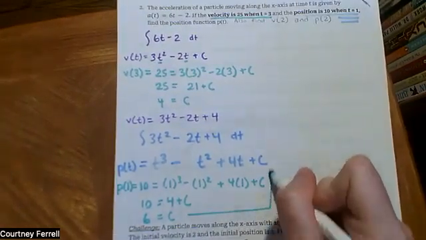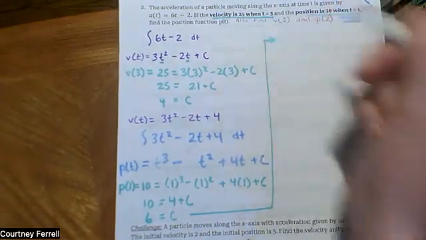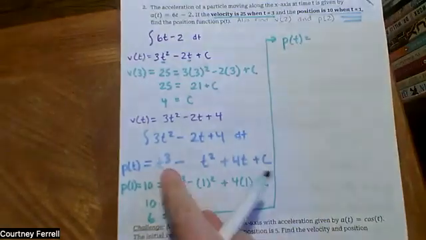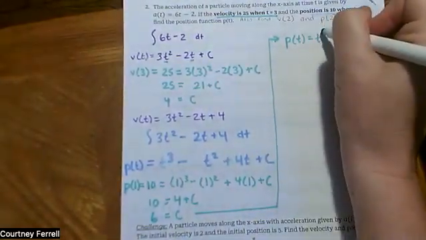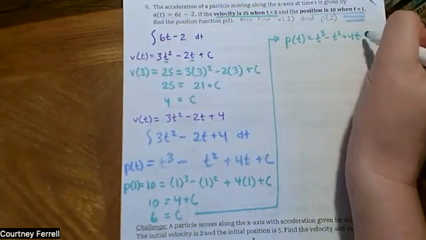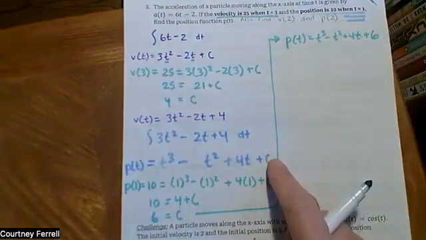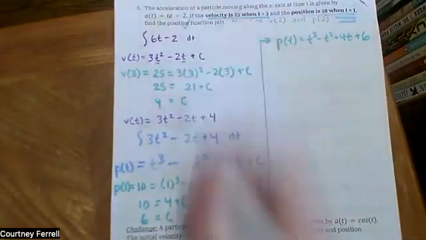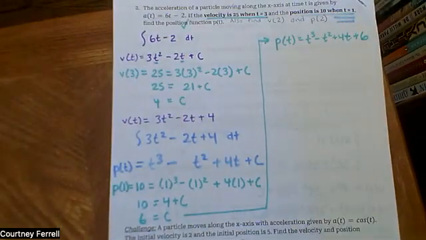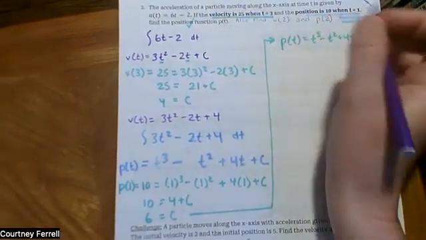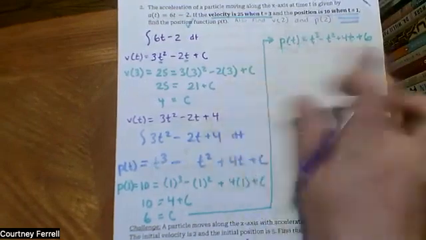So to rewrite my position function, p of t equals t cubed minus t squared plus 4t plus 6, because my c is 6. So I did this part. It says find the position function, but then it also says find v of 2 and p of 2. Okay, I'm going to do p of 2 first because I'm right here.